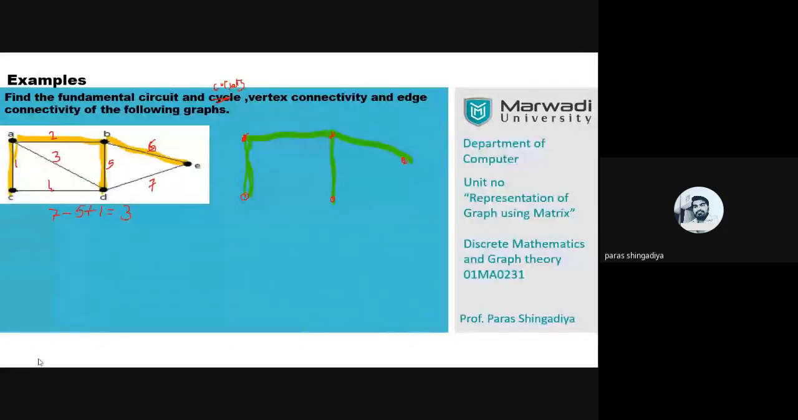So now for this graph we will derive the cut set. It means the fundamental cut set, then the fundamental circuit, vertex connectivity, and edge connectivity. Okay, so let us solve the first one and the remaining you have to try yourself.